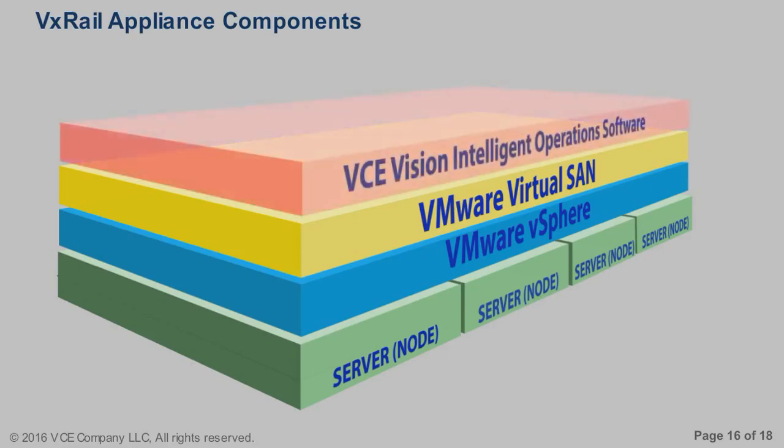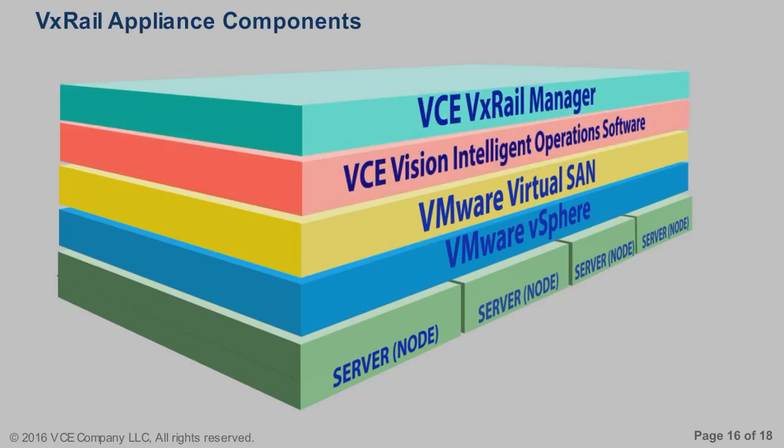VCE Vision Intelligence Operation software is optional in VxRail systems, which, as you know, is software for version management and for managing the life cycle of VCE systems. The final component we'll discuss here, the VCE VxRail Manager, coordinates storage, network, and compute resources to help customers more quickly configure, administer, and speed the deployment of virtual machines.